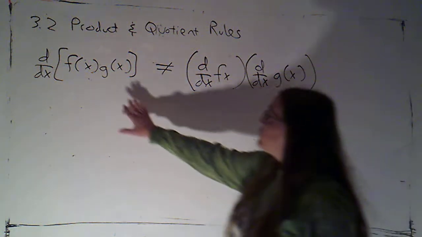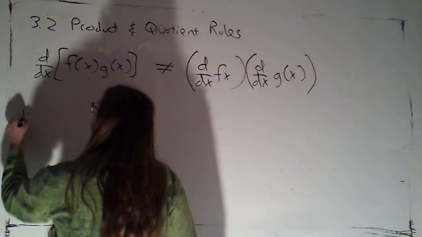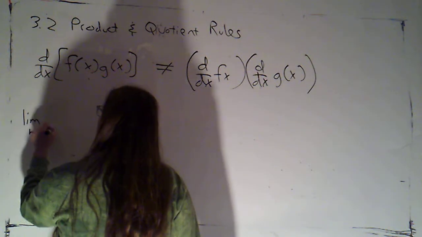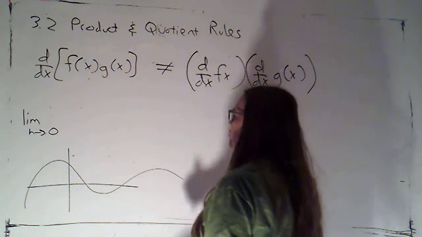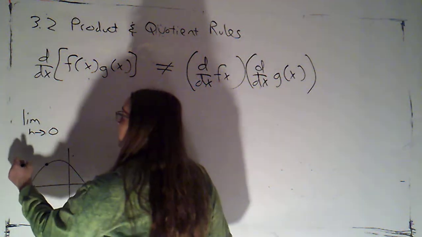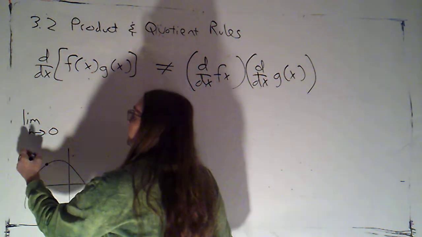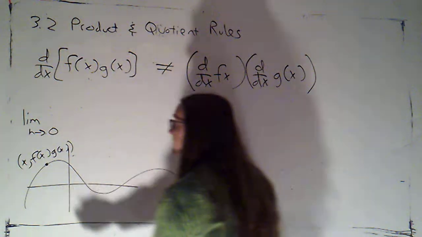If I were to write this as a limit, this would be the limit as h goes to 0. Let's just give ourselves a picture here. If this was my function, f of x times g of x, this would be the point x, and the y value would be f of x, g of x.